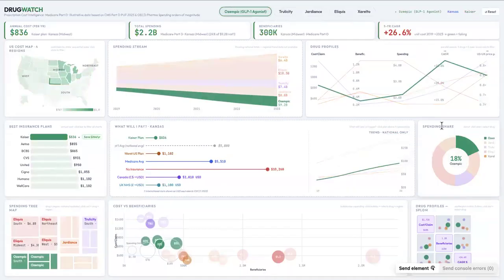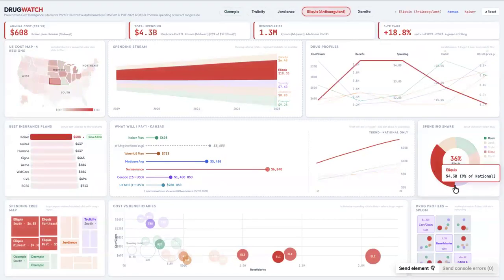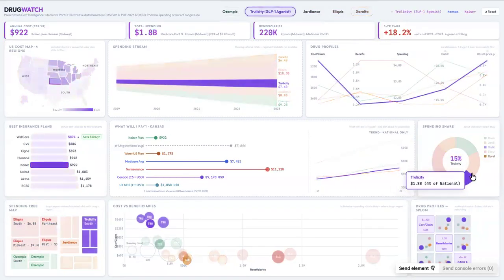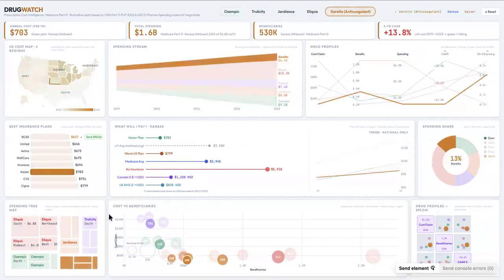Medicare spends around 18% share on Ozempic among the five given drugs, with Eliquis being the top, Ozempic at 80, and Xarelto having the least spending.